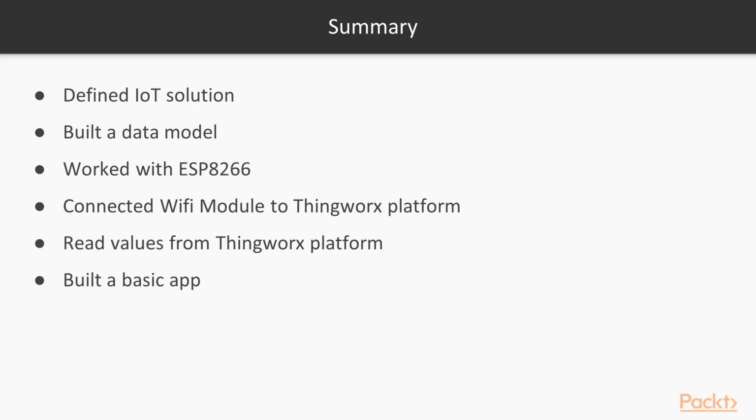In section 3, we put all of the information together. You defined the IoT solution, you built the data model, you worked with the ESP8266, you wrote the code, you connected the Wi-Fi module to the ThingWorks platform, you worked with the sensors, you read the values, pushed it to the ThingWorks platform, you built a nice basic app on the ThingWorks platform, and you made everything work. So this is a great accomplishment for you to get started with IoT, and this should give you the skill and the confidence to take your IoT journey ahead.